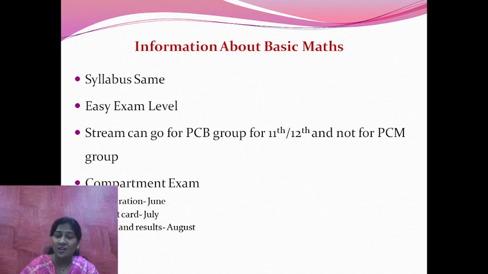Its registration starts in the month of June. Once your board exams are over in March-April, in the same year in June the registration for the compartment exam starts. Admit cards are given in July. The exams are held in August, and the results are also declared in August. So if you want to change your mind after giving the basic maths board exam, you can go for the mathematics stream by giving the compartment exam.